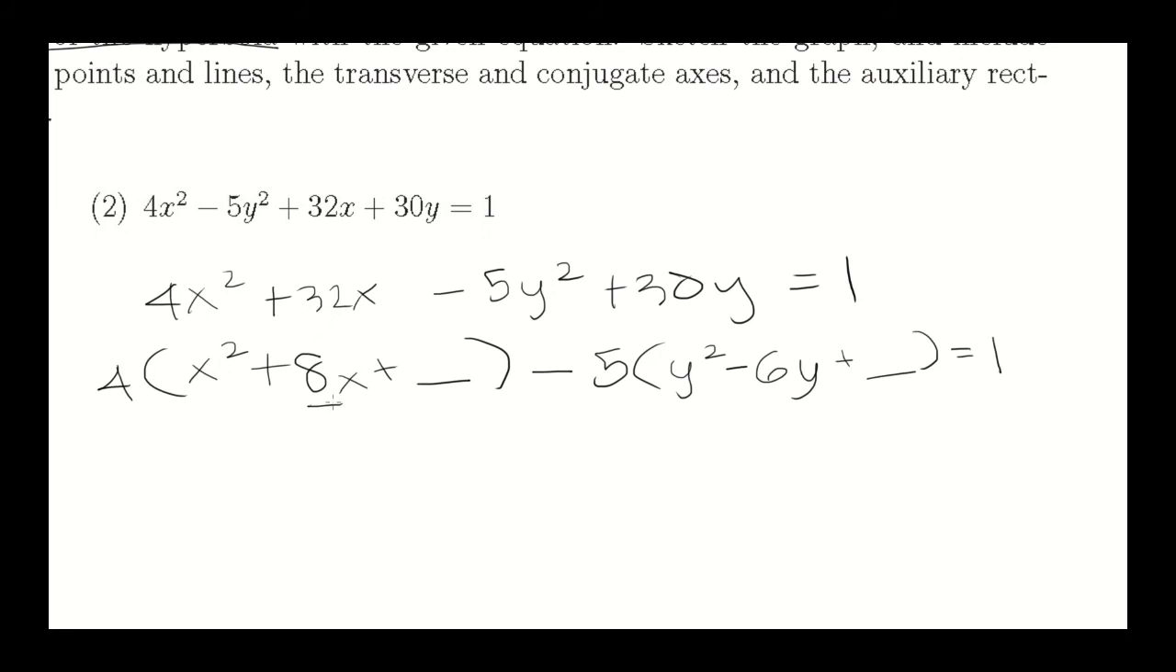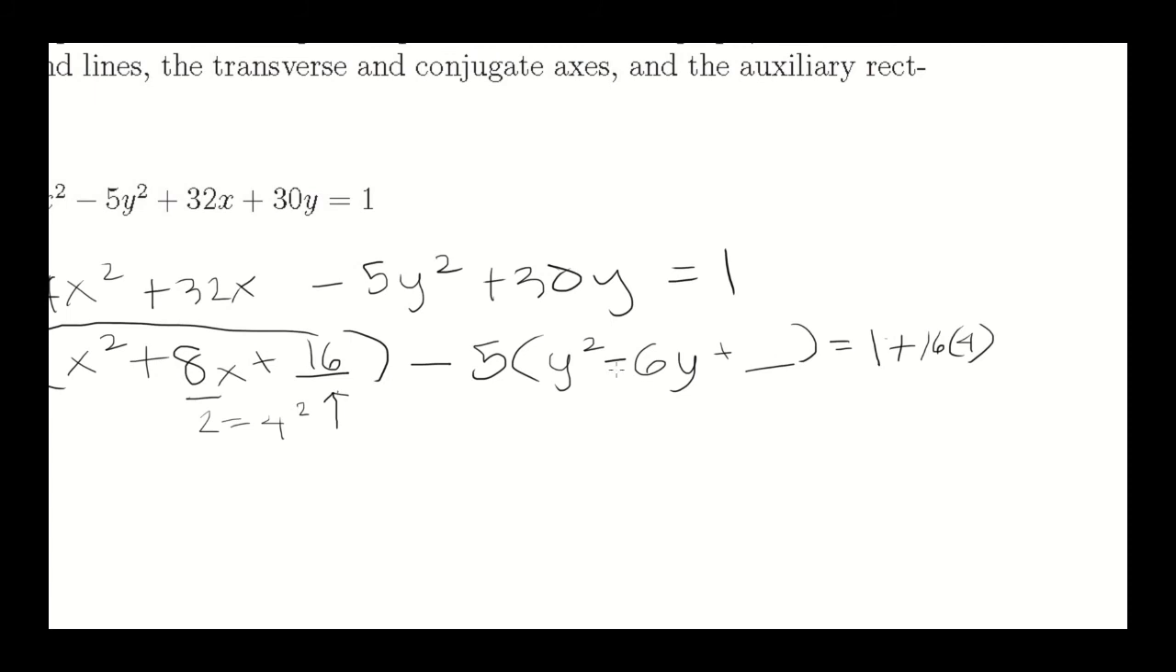Okay, so now we complete the square. How to complete it? We divide 8 by 2, which equals 4, then we square it, and that will be the answer here. So it will be 16, and 16 times 4. We add it here, so plus 16 times 4. Next, negative 6 divided by 2 is negative 3, then we square it, which is 9, then 9 times negative 5. So plus 9 times negative 5.